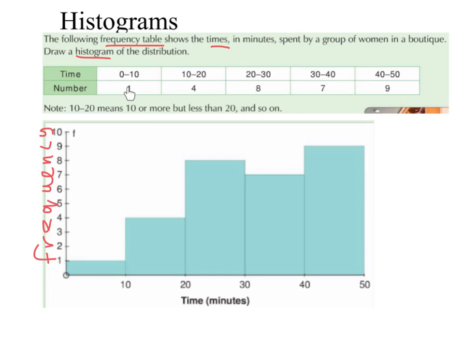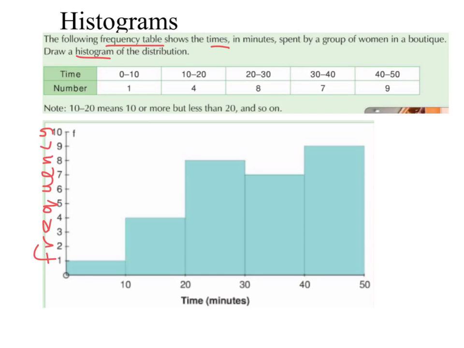So for example, one woman spent between 0 and 10 minutes. We don't know exactly how long she spent, but it was somewhere between 0 and 10 minutes. 4 women spent between 10 and 20 minutes. Again, we don't know exactly how long they spent, but it was no less than 10 and no greater than 20 minutes. 8 women spent between 20 and 30 minutes in the boutique, 7 women spent between 30 and 40 minutes in the boutique, and 9 women spent between 40 and 50 minutes in the boutique.